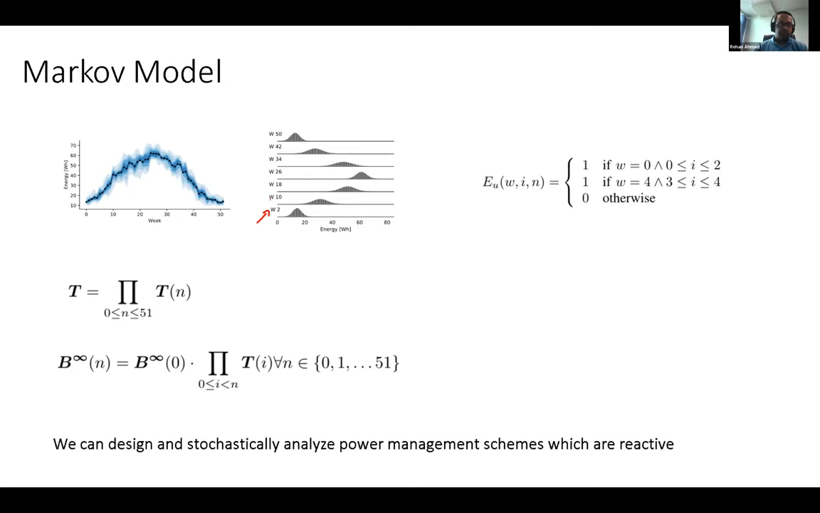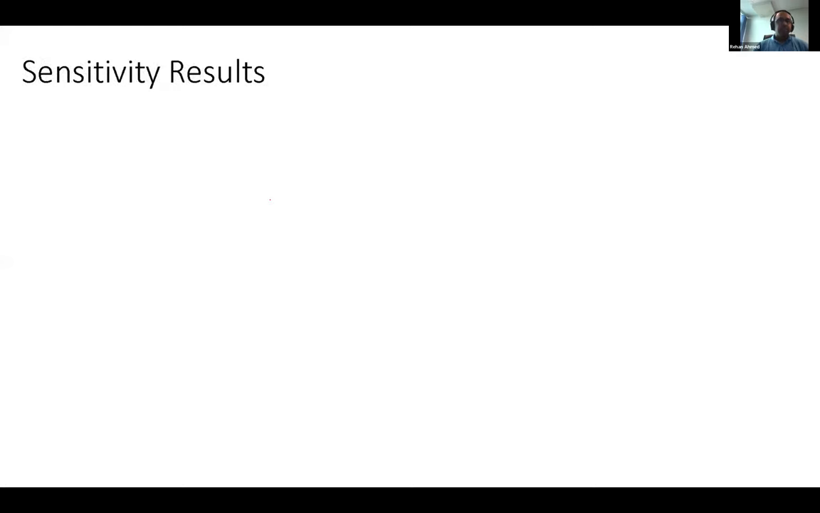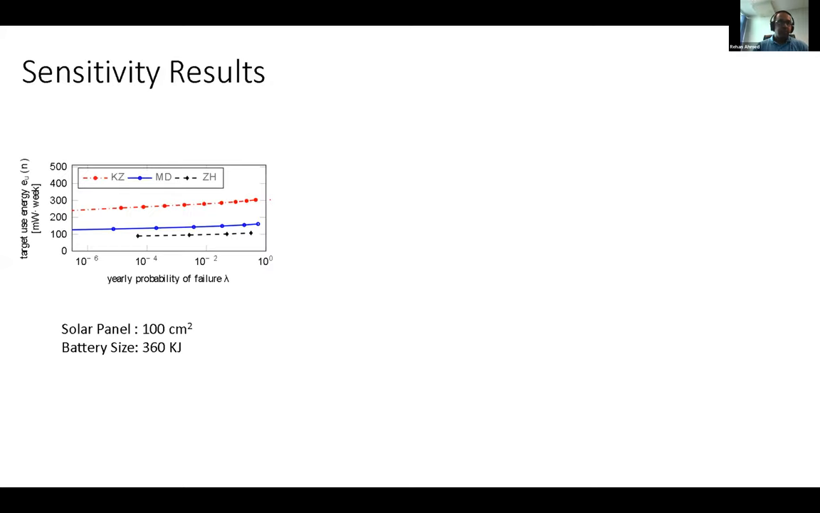And using this analysis, we can effectively design interesting power management policies. So now I'm moving on to the results. The first results I'm going to present are the sensitivity results. Here, we fix two parameters of the energy harvesting node and we vary the third parameter. In the first experiment, we are setting the solar panel size and the battery size as constant, and what we are varying is the allowed probability of battery depletion.